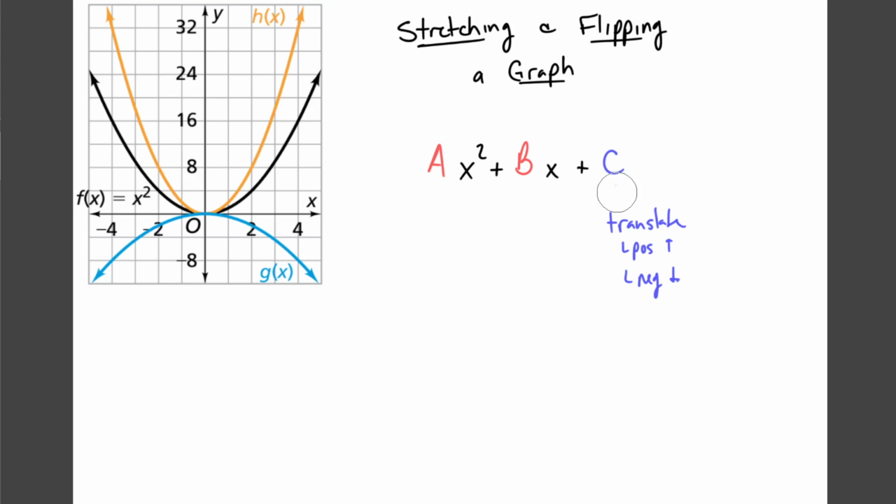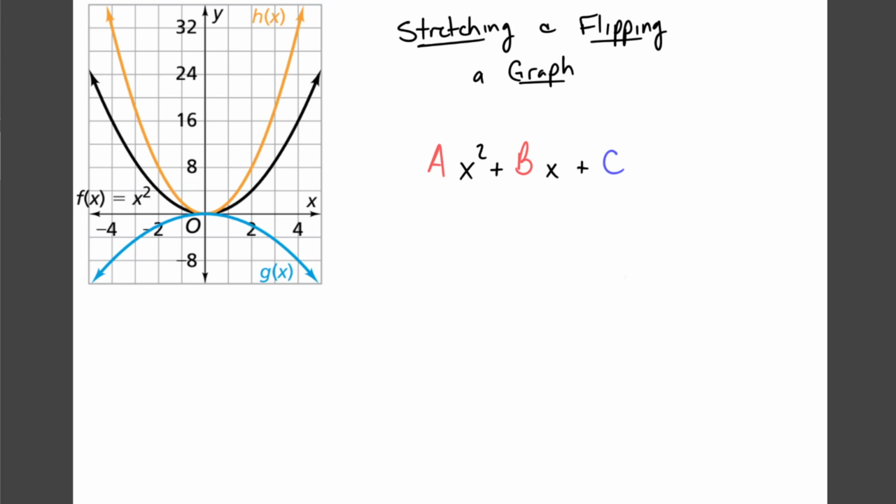In this lesson, we are not going to be focusing on this, which is technically still our y-intercept. It's where it crosses the y-axis here. We're not focusing on our y-intercept in this one. Instead, we're trying to stretch and flip it. And to do this, we're going to take a different approach from last time.